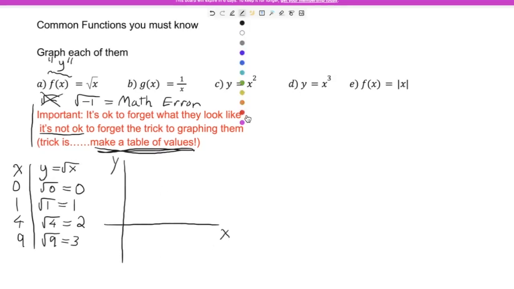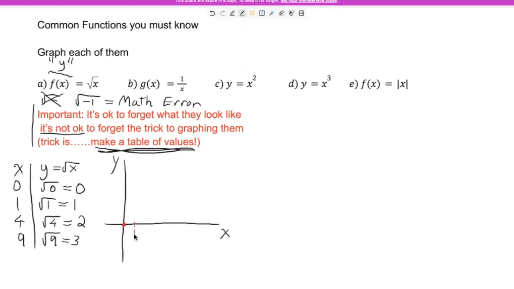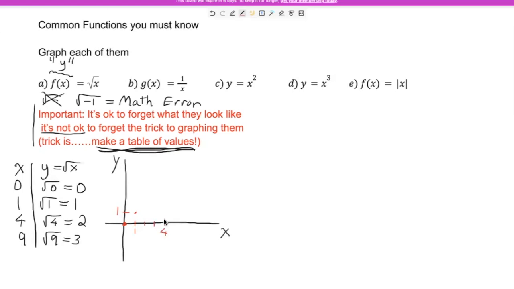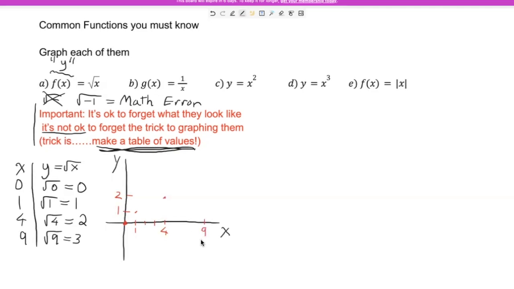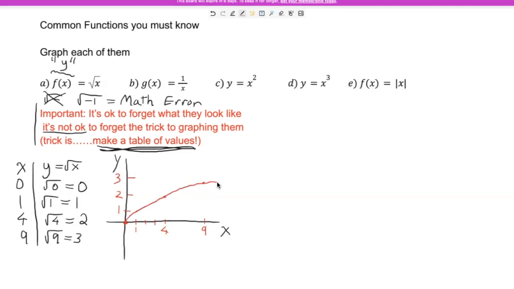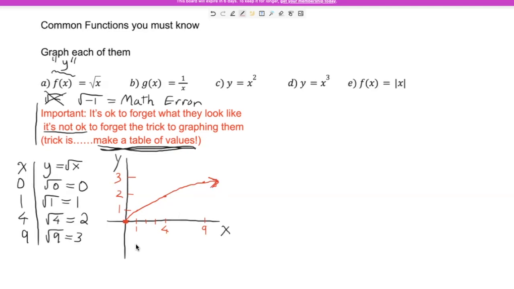So first point, we have x equals 0 with y equals 0. X equals 1 with y equals 1. X equals 4, so I have to go all the way to 4 for the y value to go up to a 2. And then I have to go all the way to a 9, which would be somewhere out here, to get a y value of 3. This is the square root function. There we go. So it has a starting point here, and it goes up, but very slowly.